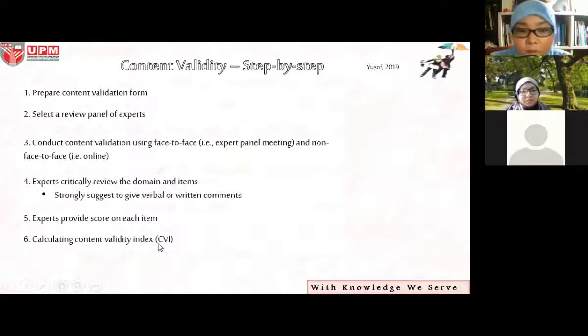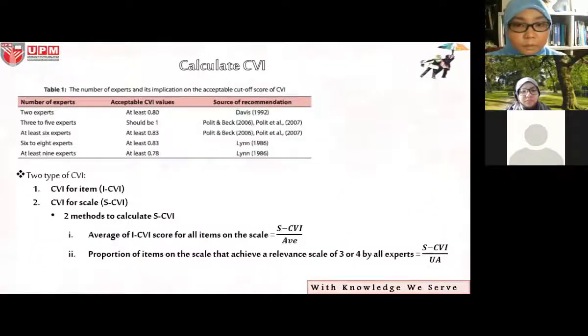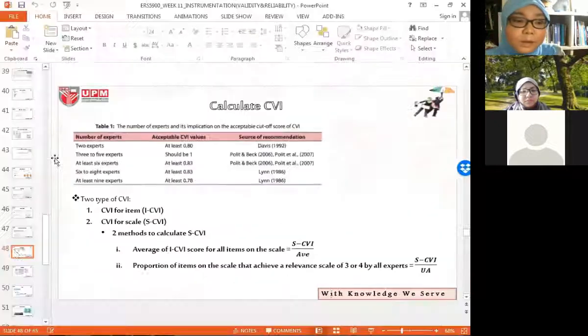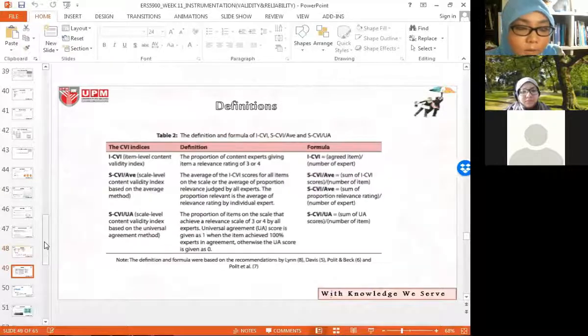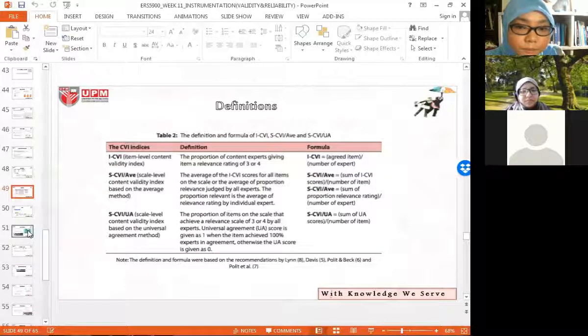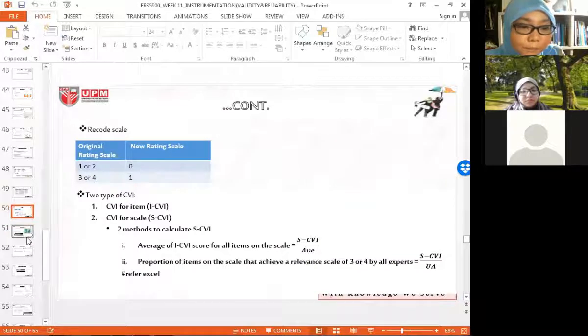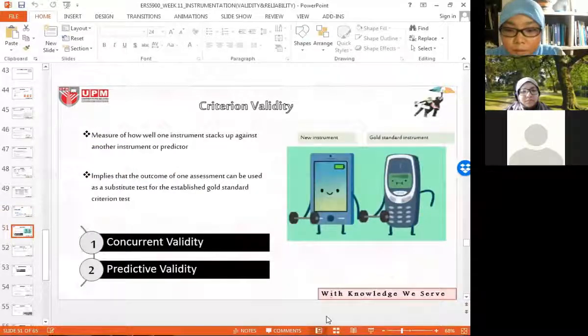So this is not at your level, tak apa, just tahu sahaja. Ini bukan at your level. So the next one is criterion validity. Criterion validity ni measures how well one instrument stacks up against another instrument or predictor. Ingat, content validity is related to only the individual instrument.